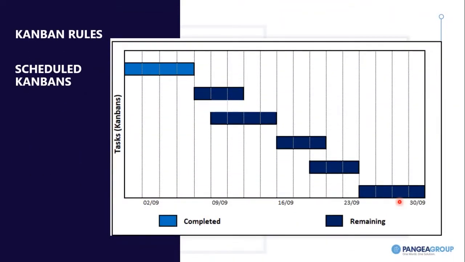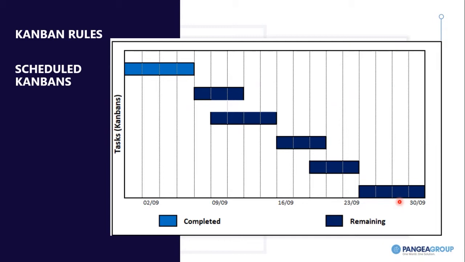Next one is scheduled Kanbans. This is one of the parts that integrate with other modules, in this case with master planning, because master planning creates and schedules Kanbans automatically for planned Kanban orders to cover the requirements when the firm horizon of the production forward says that it needs to.